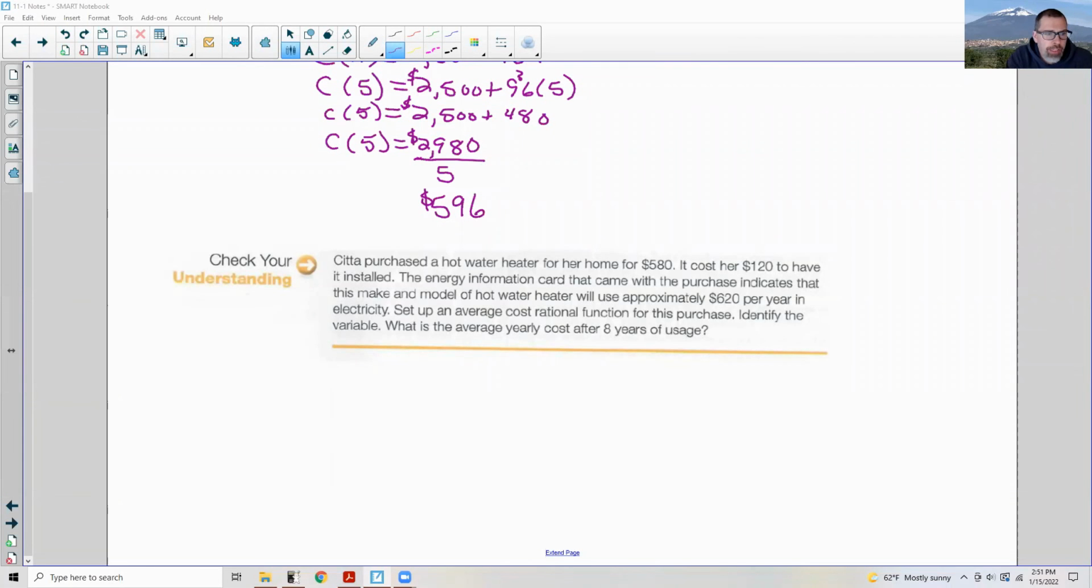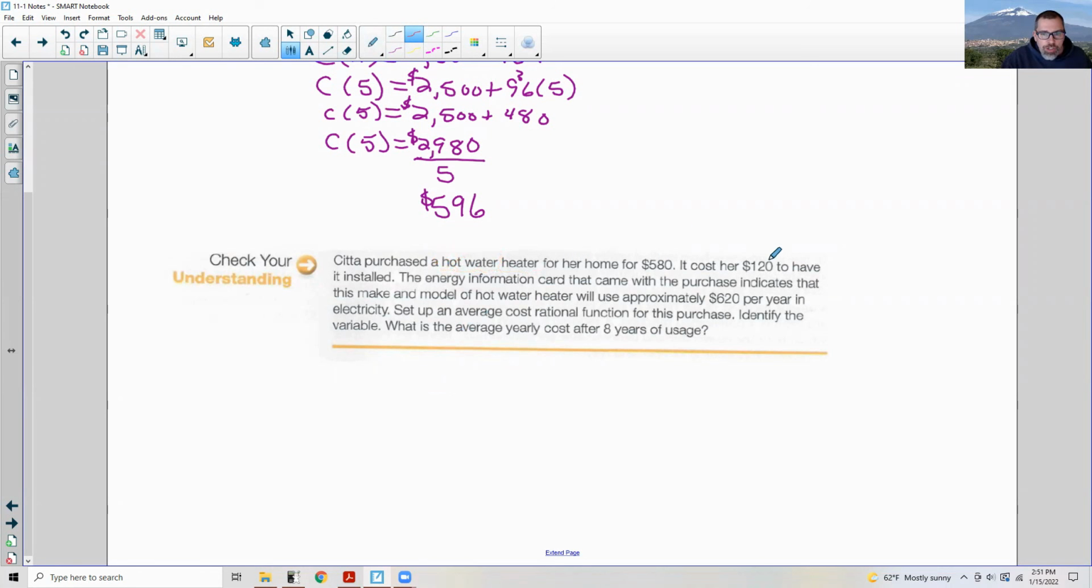Okay, check your understanding. Cheetah purchased a hot water heater. So let me just say something about that right there. Everybody calls these hot water heaters. Well, if you have hot water, why would you heat it? Isn't it simply a water heater? Anyway, food for thought.